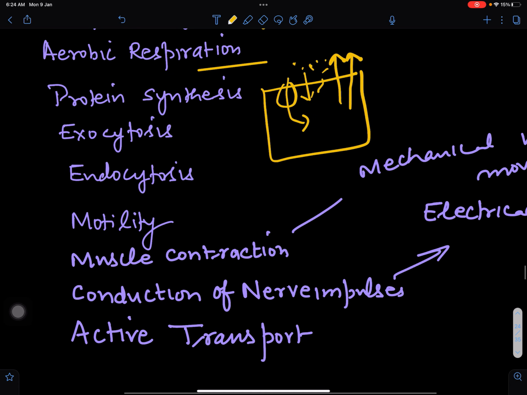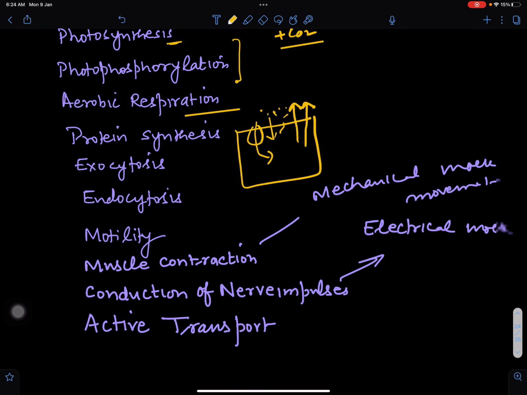Like we have discussed in the organisms, sperms move toward the egg, motility is there, or in the green alga Chlamydomonas, they move from one place to another place with the help of their flagella, and this is called motility. So during that motility, again energy is required. Then for contraction of the muscles in the human being as well as in the animals, this is mechanical work, movement, muscular contraction, again energy is needed.